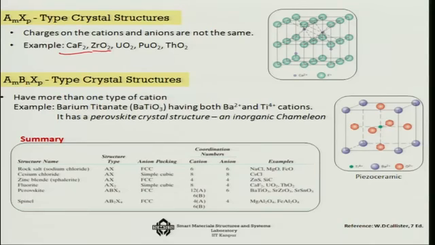And the third type, which is even more complicated, is the AmBnXp group, where you get more than one type of cation. Like in this case, you get barium and titanium, 2 cations, and oxygen as 1 anion. I told you earlier that this is also known as perovskite, named after a Russian geologist, and many piezoelectric materials show this type of 2 cation system, AmBnXp type.